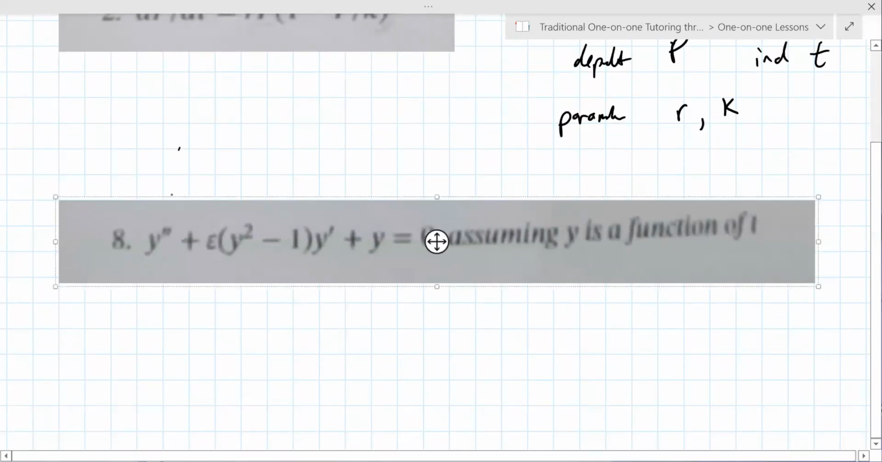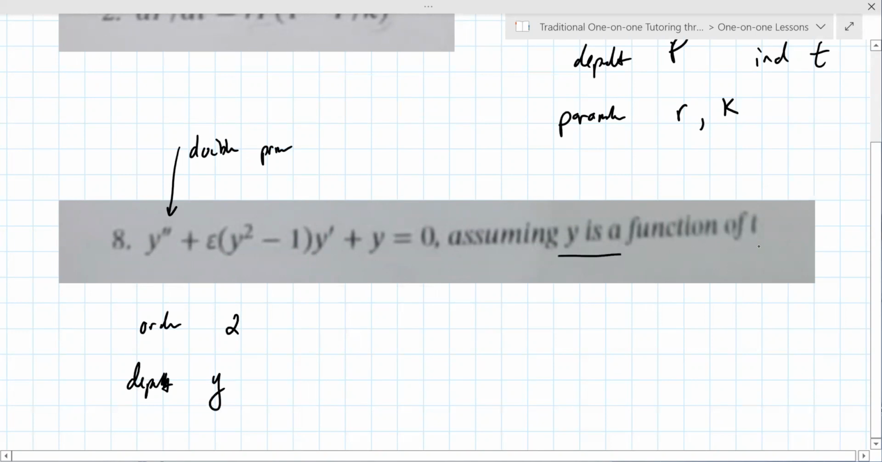Okay, the highest order of the derivative is the double prime. Right. So that means that the order is 2. Okay, the dependent variable in this case is y, and it tells you that y is a function of t. The independent variable is t.